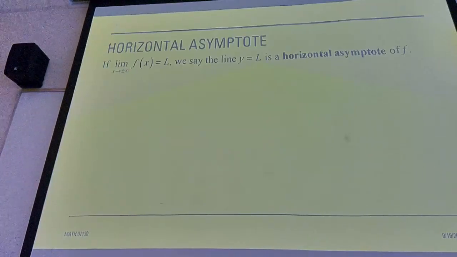With vertical asymptotes, right, we said that it could never intersect or never cross the asymptote, right? But it could actually meet it on one end.